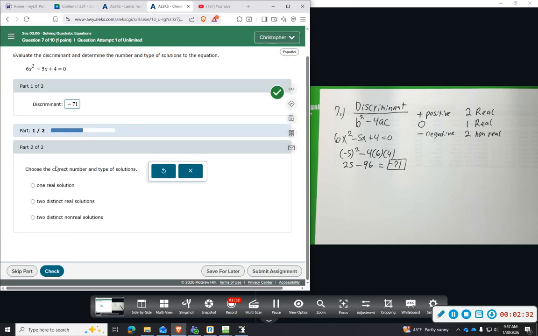All right, now the next part, choose the number of solutions. 1 real, 2 distinct real, 2 distinct non-real solutions.